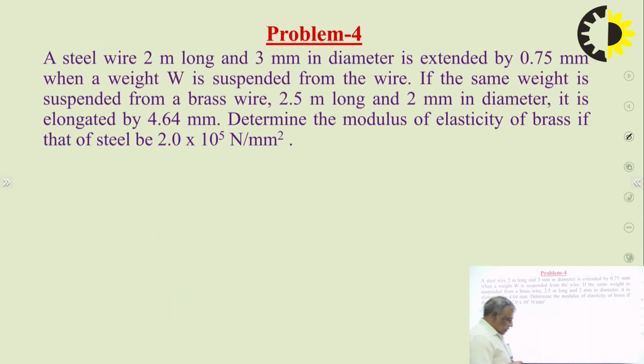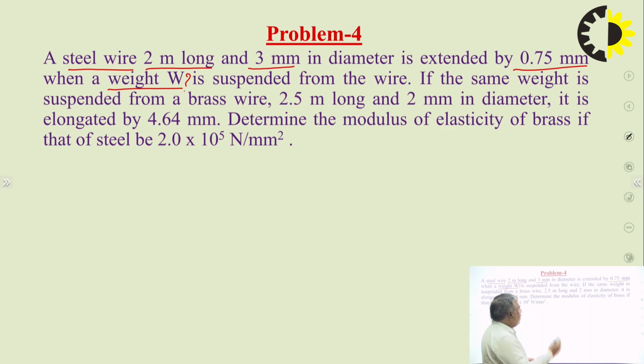Now this problem has 2 materials. One is steel, the other one is brass. So here we have a steel wire which is 2 meter long and 3 millimeter in diameter, and is extended by 0.75 mm by a weight W. This magnitude is not known to us. It is suspended from the wire.